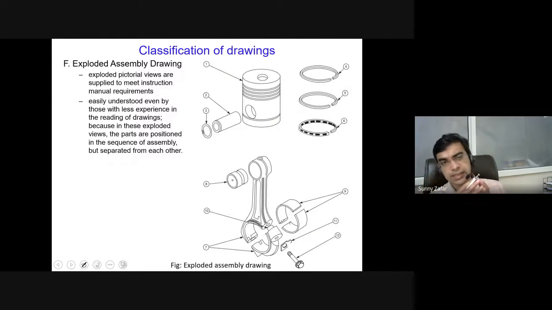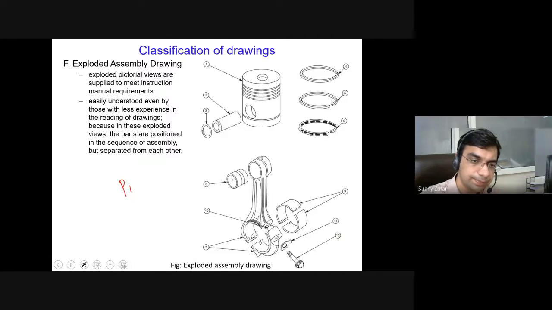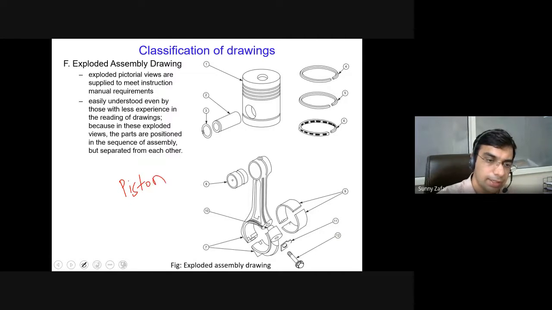Then next is the exploded assembly drawing. Exploded assembly drawing gives the exploded pictorial representation of different components. As shown here, this is basically an exploded view of a piston and connecting rod arrangement.